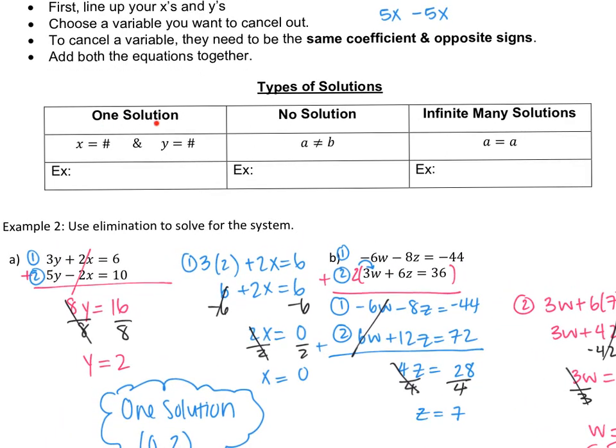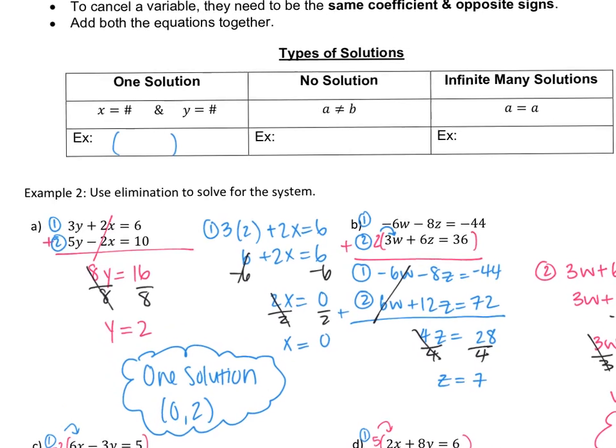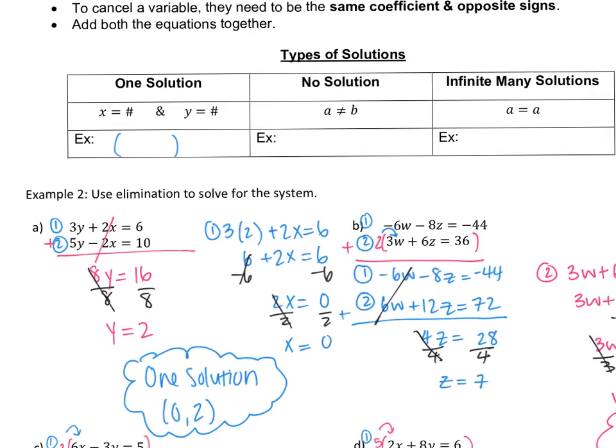So for this table here, we're just showing an example for each type. If you have one solution, that's where you have x as some number and y as some number. So you have a coordinate for that one solution. An example would be maybe problem A as 0, 2. That would count as a one solution because there's only one coordinate.